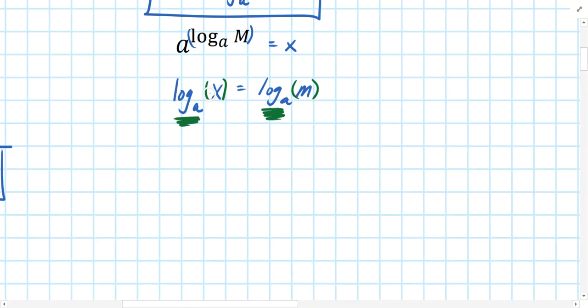So log base a of x, when that equals log base a of m, then we can make the argument, a true argument, that x is equal to m. So if x is equal to m, then we've got a rule. A to the logarithm base a of m is simply equal to m.